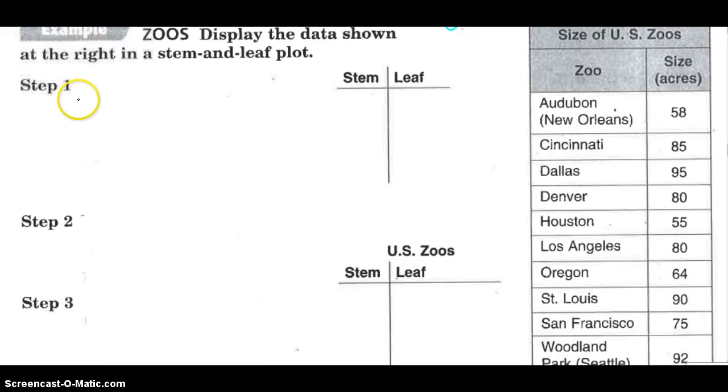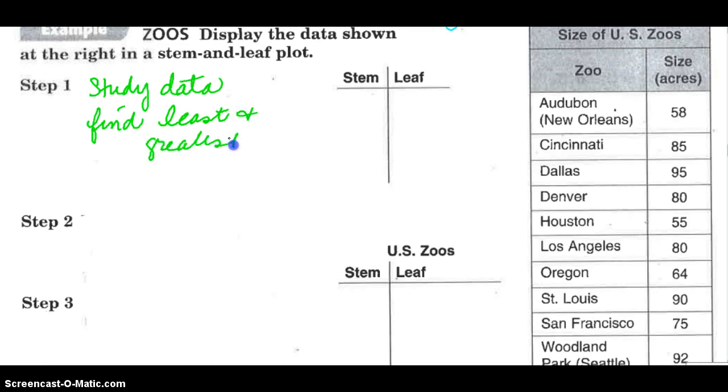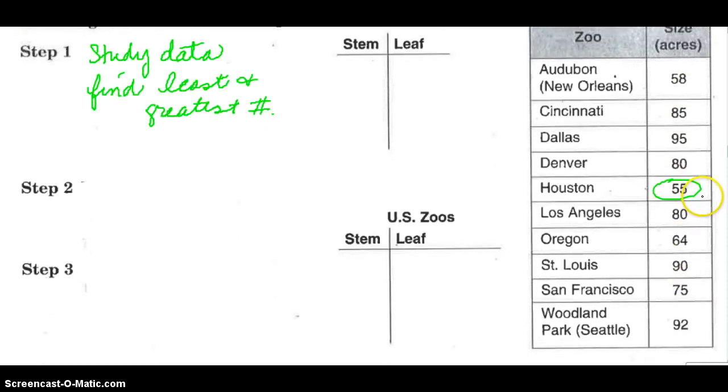So the first thing, step 1, let's study our numbers, study the data, and determine our least and greatest numbers. Alright, so over here on the right, 55 is our least number, and then looking, I see 95. I believe 95 is our greatest number. So we've determined our least to greatest, and step 2, we need to determine our stem and then go through and gather up our leaves.